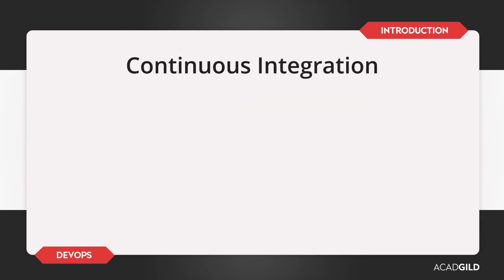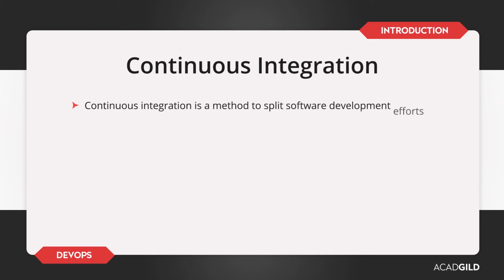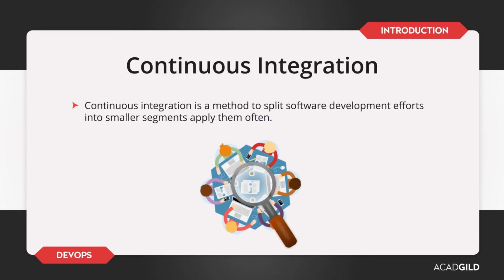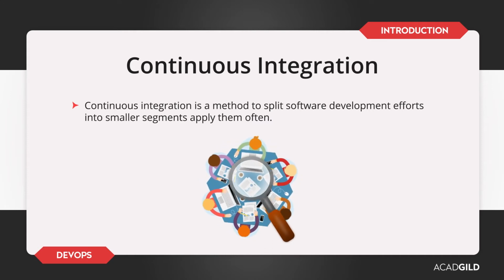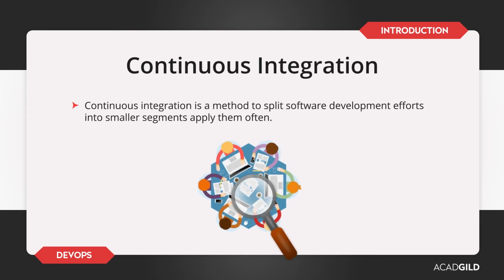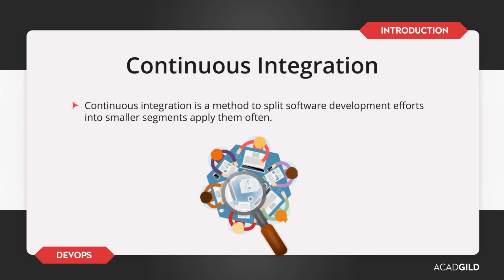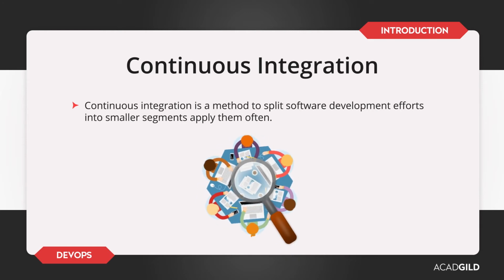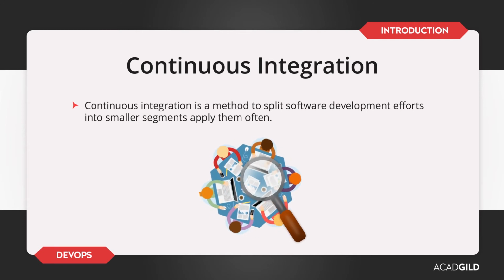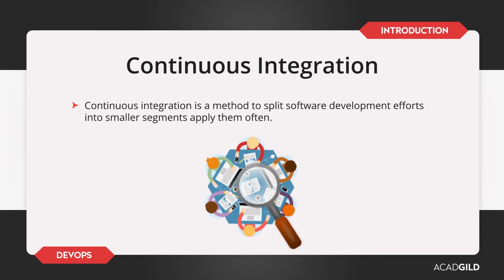What is continuous integration? Continuous integration is a method to split software development efforts into smaller segments and apply them often. To exemplify, in the traditional development methodology you test your project at time intervals of 2 weeks or 3 weeks, when you get a release from the developer. However, in CI, the project is tested and compiled only when there are changes. Therefore, continuous integration is envisioned as a continuous integration pipeline.